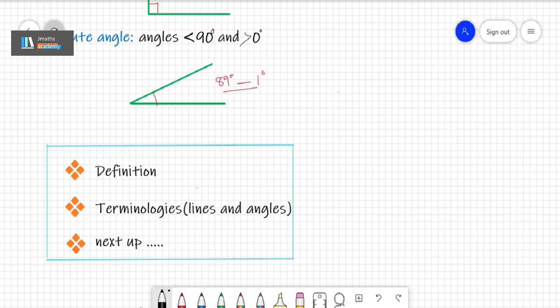So this is the first part of introduction we'll be treating. For this class, we talked about definition of plane geometry. We looked at the basic terminologies in plane geometry. In our next class, we'll be talking about congruencies of these angles.